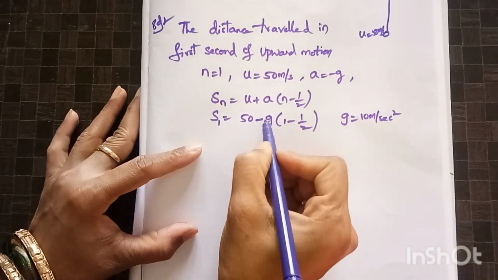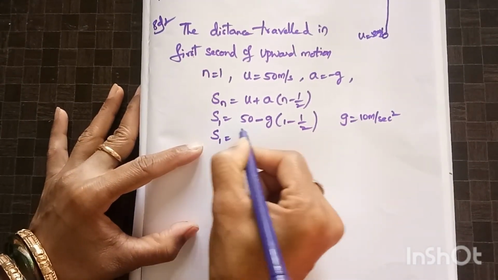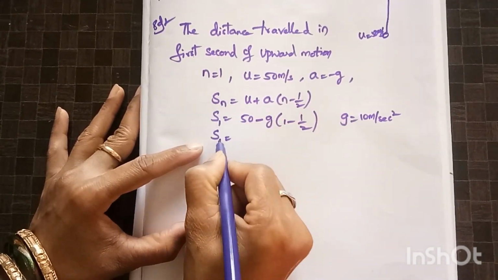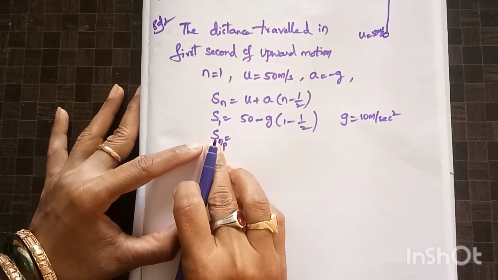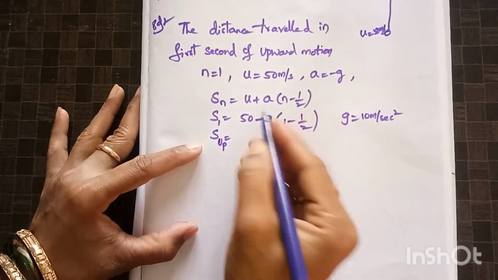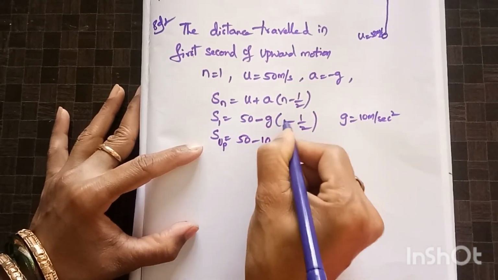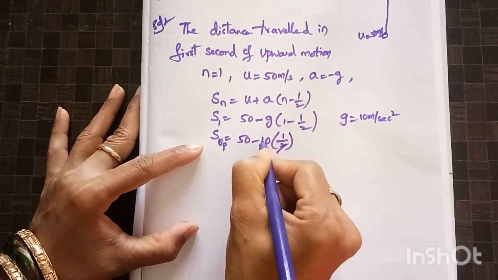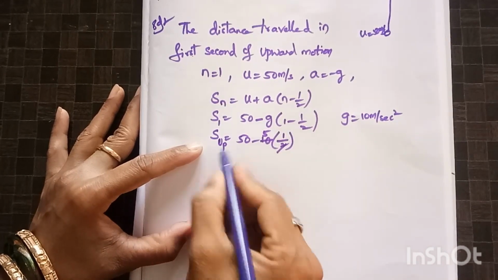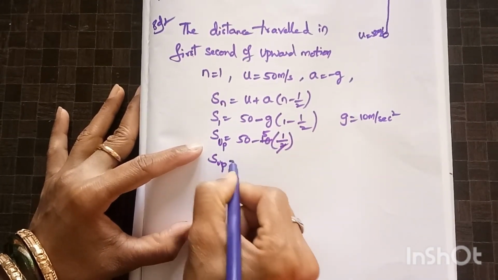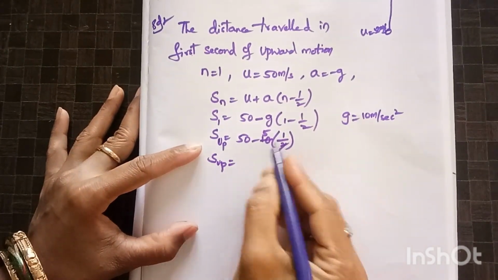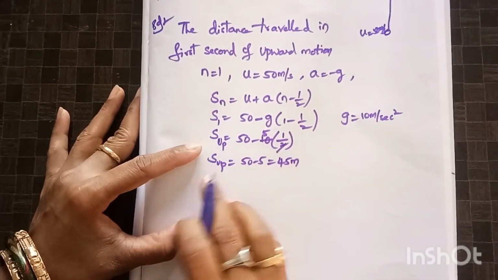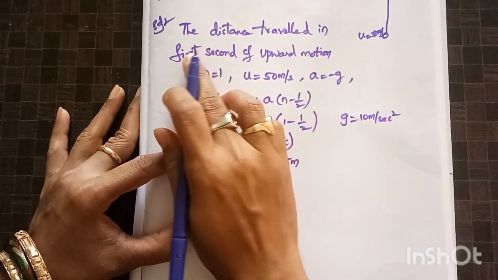S1, this is S up, means the distance for the first second of upward motion. 50 minus 10 into (1 minus 1 by 2), which will be 1 by 2. So 2 ones are 2, 2 fives are 10, so 50 minus 5, that will be 45 meters. So the distance travelled for the first second of upward motion is 45 meters.